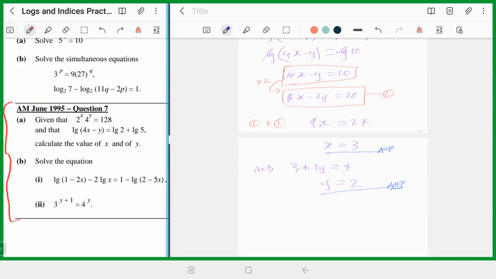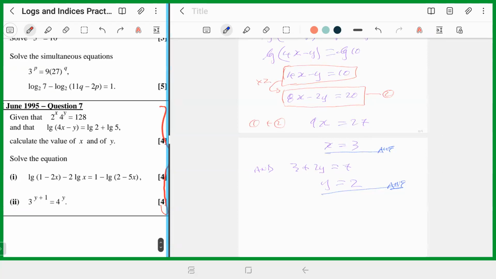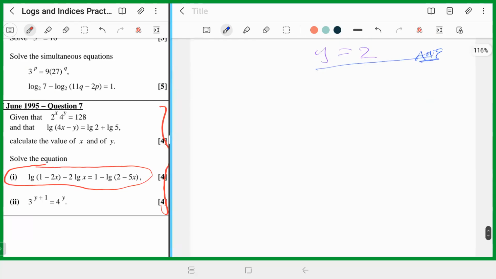All right, this one now. Again, I have logs on both sides. I'm going to work it and get log of m equals log of n, so therefore the m and the n are equal. Use that approach. So log of 1 minus 2x minus 2 times the log of x equals 1 minus the log of 1 minus 5x.